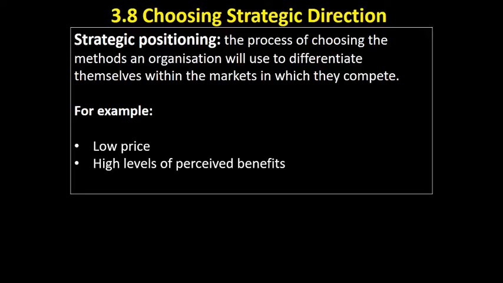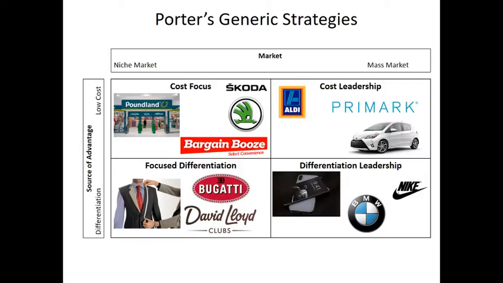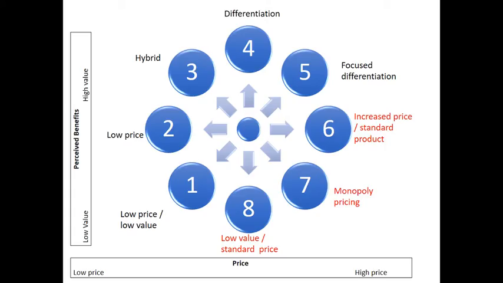Now then, the idea of these strategic positioning models, both Porter's generic strategies here and Bowman's strategic clock here, is that any organisation could employ these models. It doesn't matter what market you're competing in. These models are applicable across markets, and they're generic strategies, as the name of Porter's implies, that we could use in any industry in order to differentiate ourselves and compete.